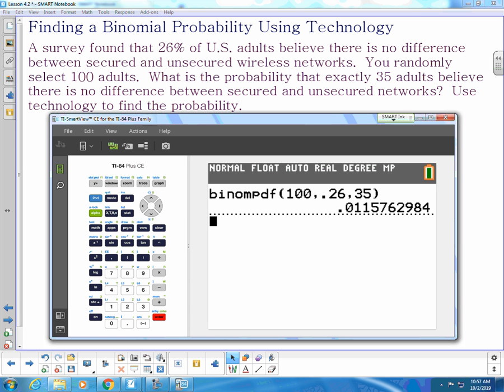Now, when this is helpful, what if they said, at most, the word at most, 35 adults. What does that mean? It could be 0 adults, or 1, or 2, or 3, in which case you would have to do the trials all the way up to 35 and then add all those results together. So if you had to do something like that, I could see using the probability, because you can also do this.